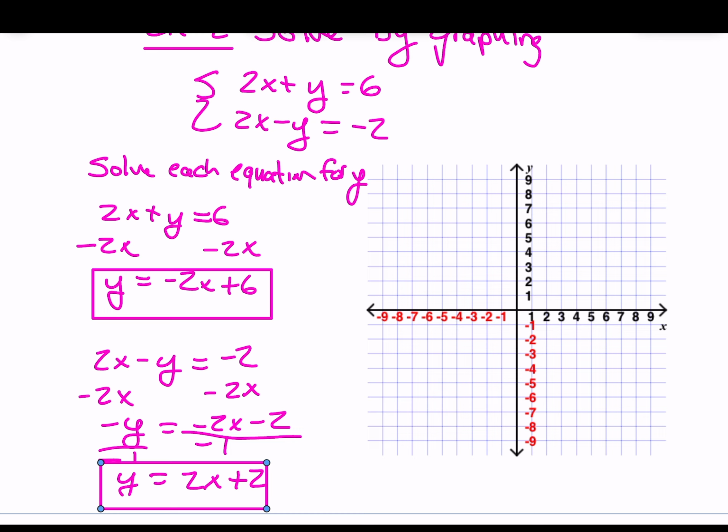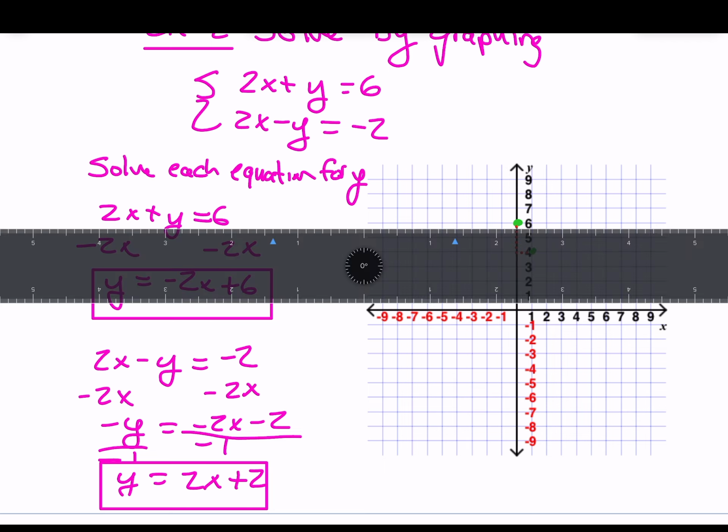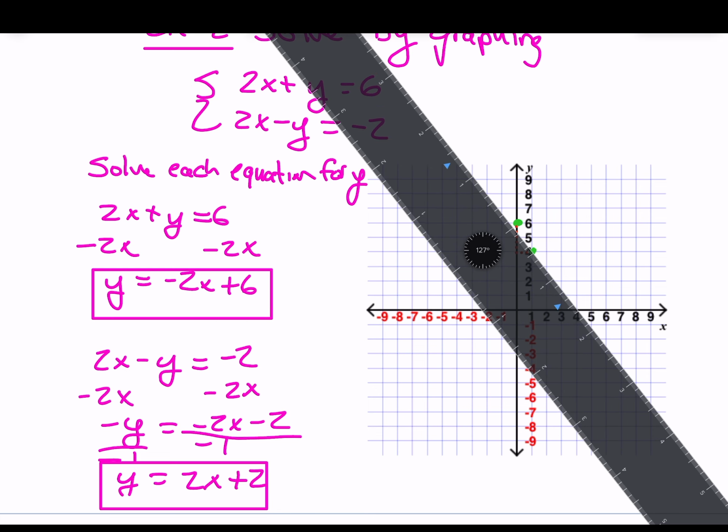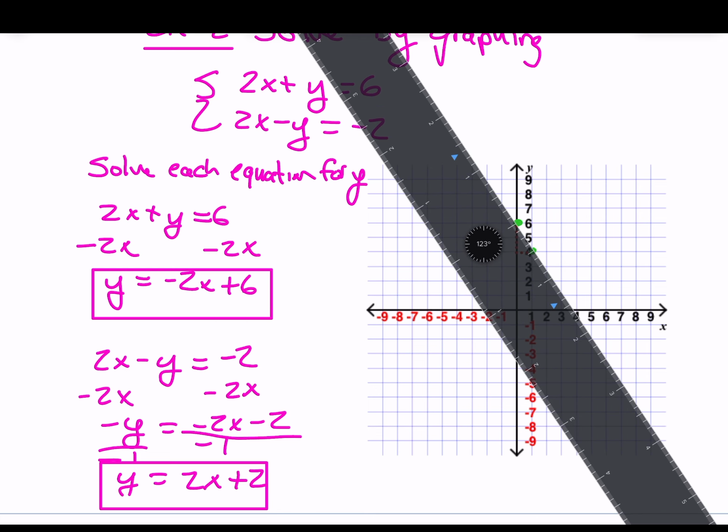And we can graph both of those equations now that we know the slope and y-intercept. So the first equation is y equals negative 2x plus 6. So our y-intercept is 6, and our rise is negative 2 for every 1. So we can go down 2 and over 1 to get our second point right here. And then we can use our straight edge to graph that equation.